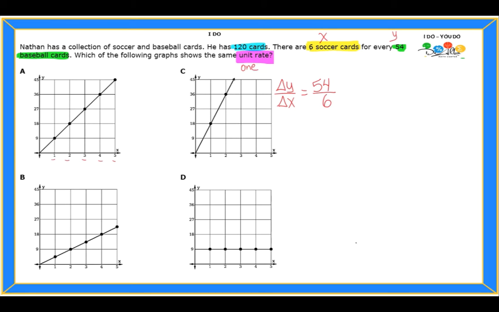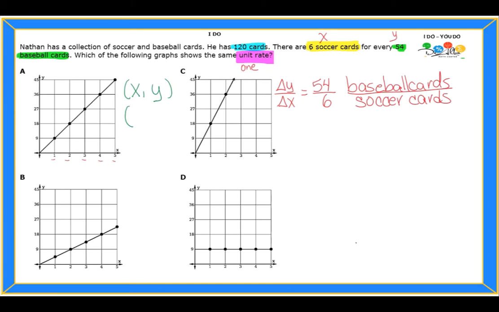54 over 6. Okay, now remember that 54 is what? 54 is your baseball cards, and 6 is the soccer cards. Okay, so what I want to do next is write it down as an ordered pair, as an X and a Y, in case you feel more comfortable finding that ordered pair like this instead of the 54 and the 6 and so on.